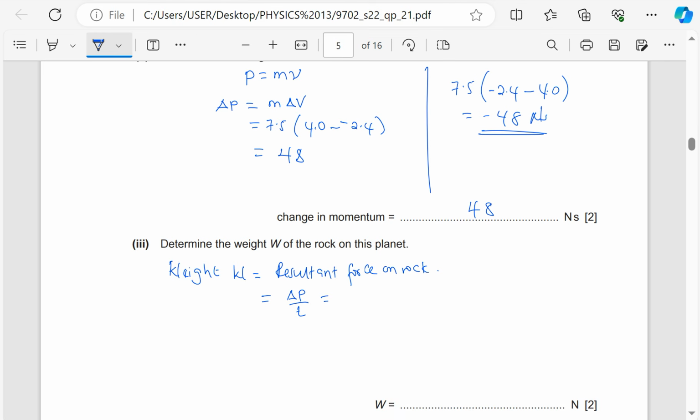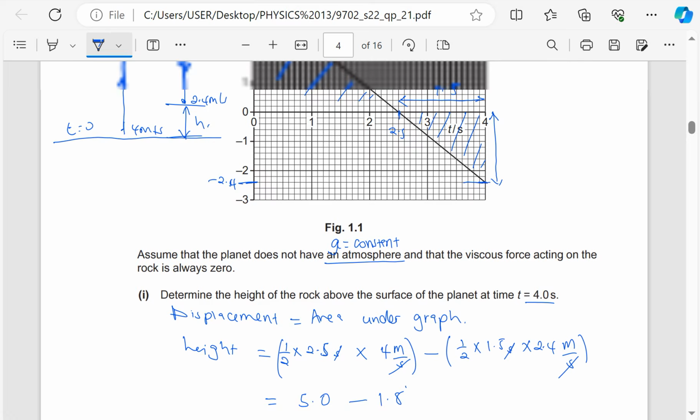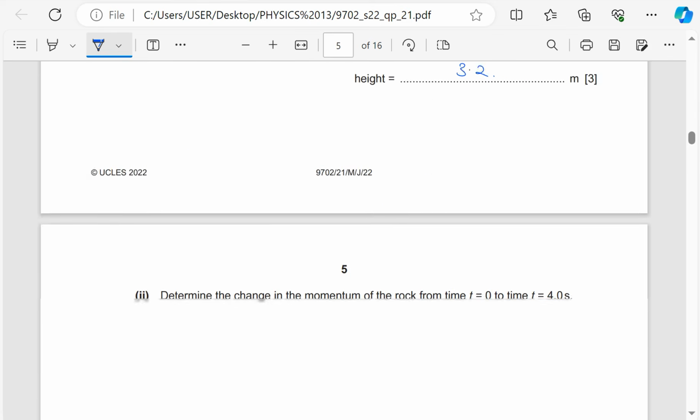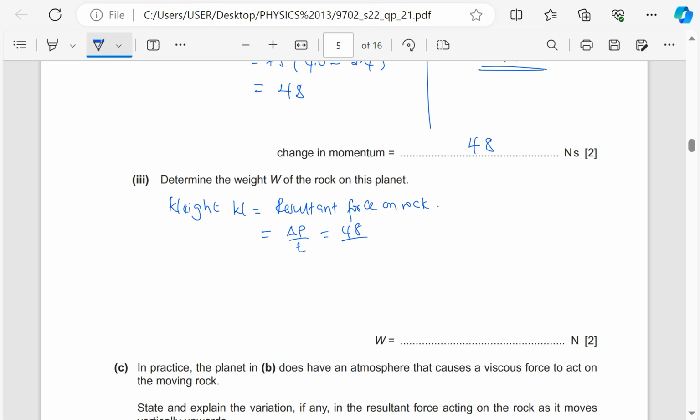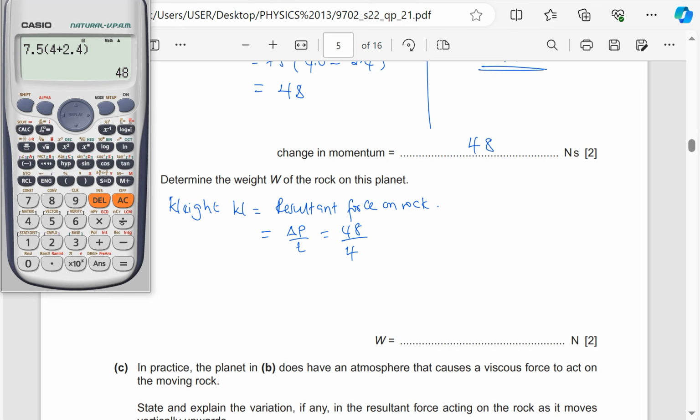So this is going to be 48 over the time, which is 4 seconds. This momentum changes over a time of 4 seconds, so this is going to be 48 over 4 seconds. I'll just press my calculator: 48 divided by 4, and I get 12. So the weight is going to be 12 newtons.